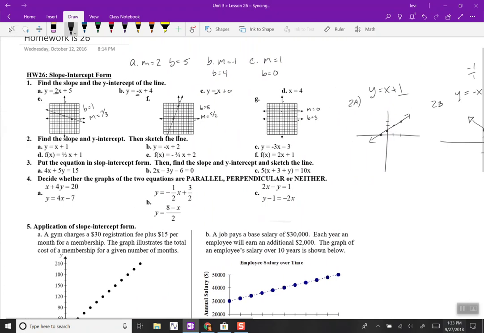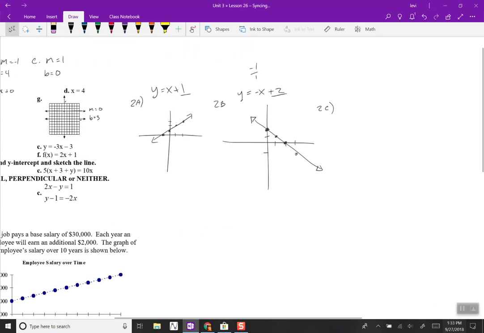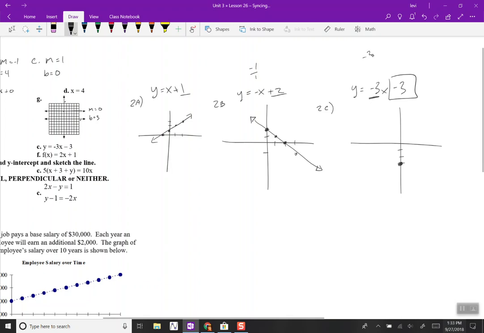2c says y equals -3x minus 3. Our y-intercept is -3. 1, 2, 3. Our slope is also -3. Now that means -3 over 1. So down 3, right 1. 1, 2, 3, right 1. Also moving the other direction, up 3, 1, 2, 3, left 1.